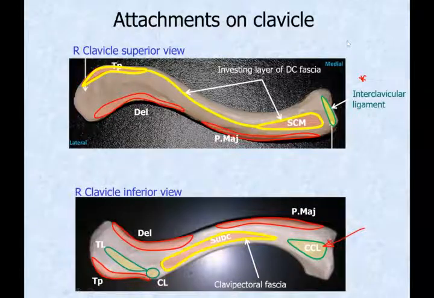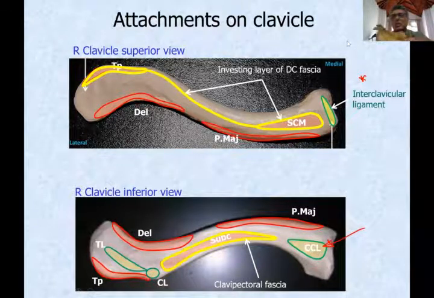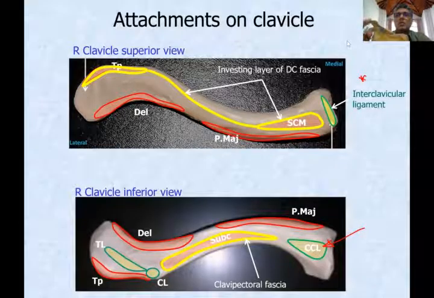It's attached between the coracoid process here. If you take the scapula, this is the coracoid process. This is the spine and the acromion. This is the coracoid process of the scapula. So it's attached between the coracoid process and the undersurface of the clavicle.